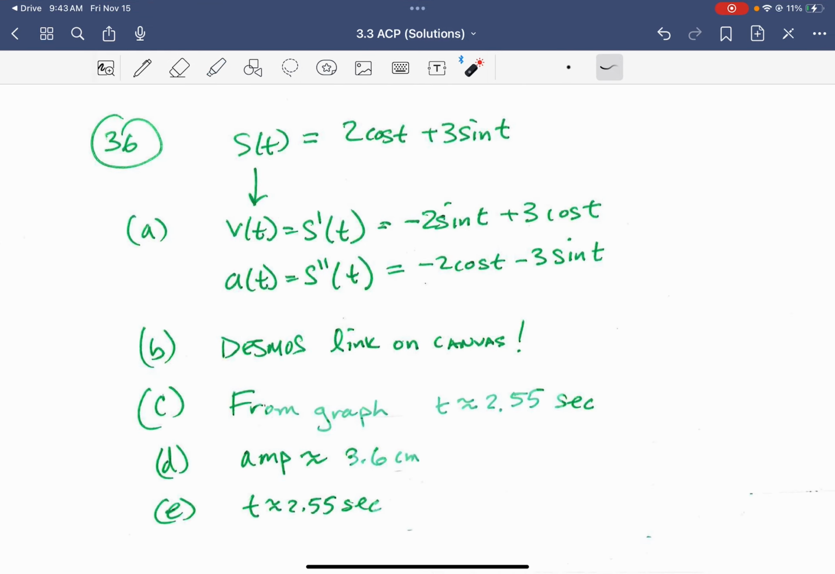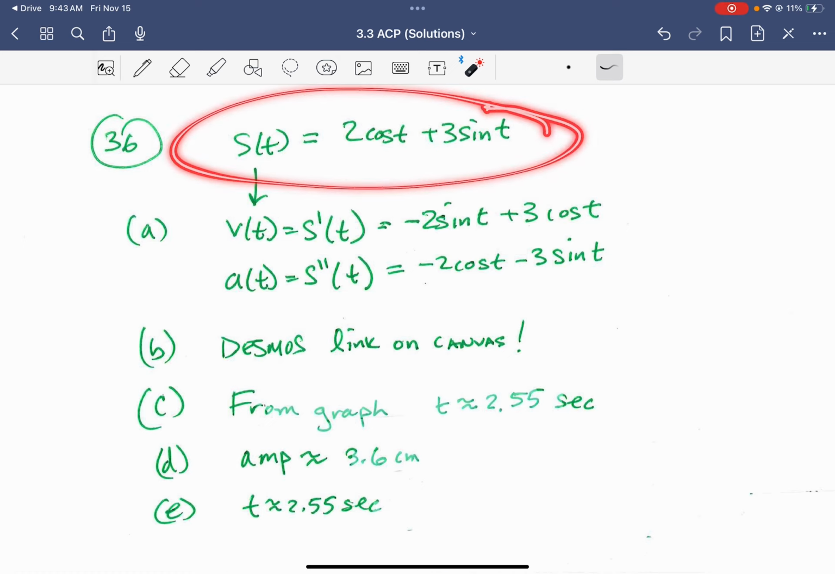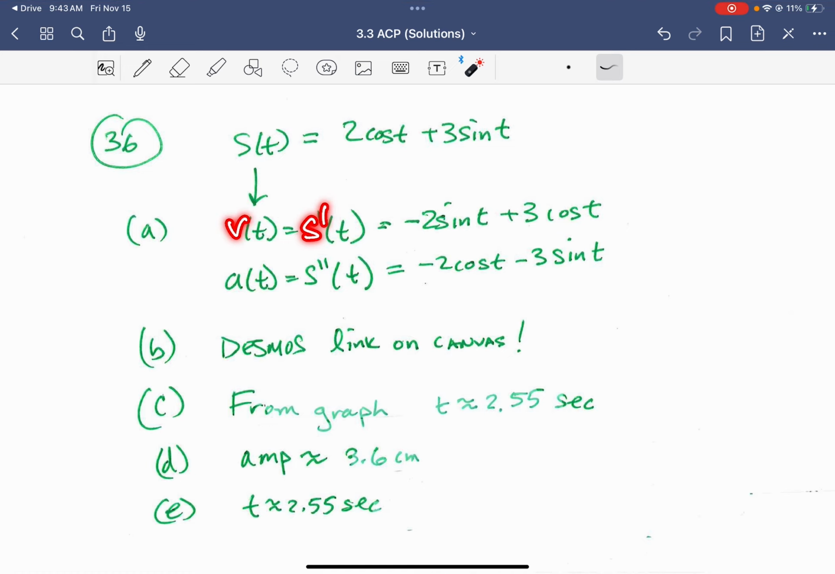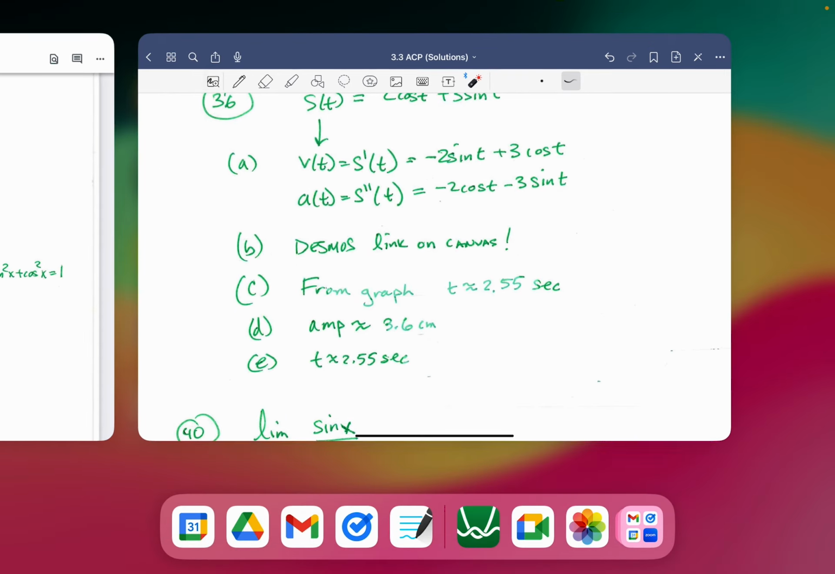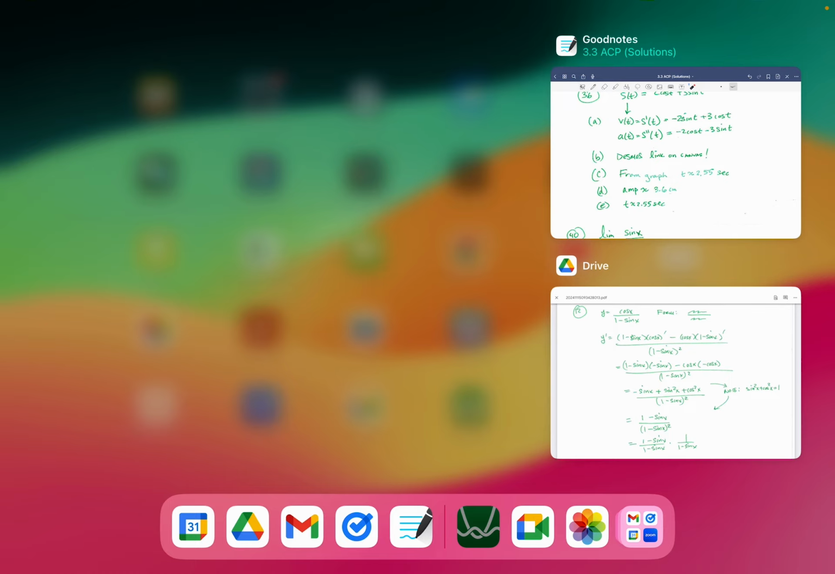36. It tells us that we have a mass on a spring, looks like this. So if you take its first derivative, you get velocity. And if you take its second derivative, you get acceleration. Then there's a Desmos link on Canvas because it asks you to graph those suckers.